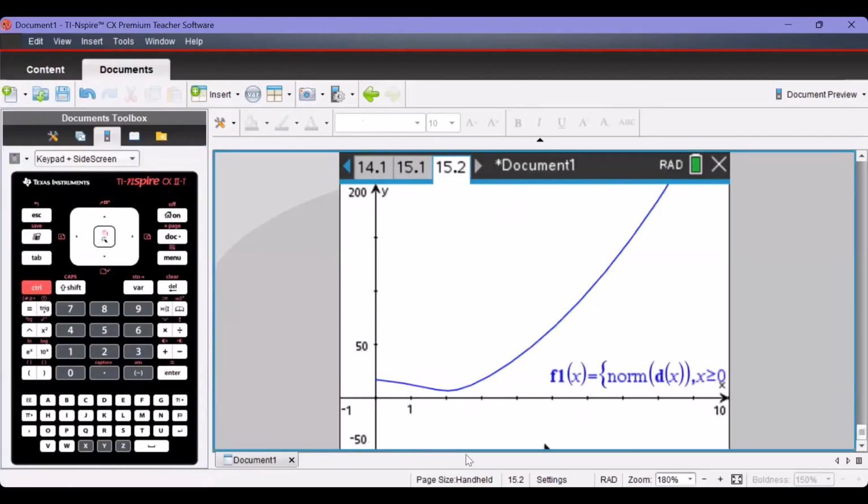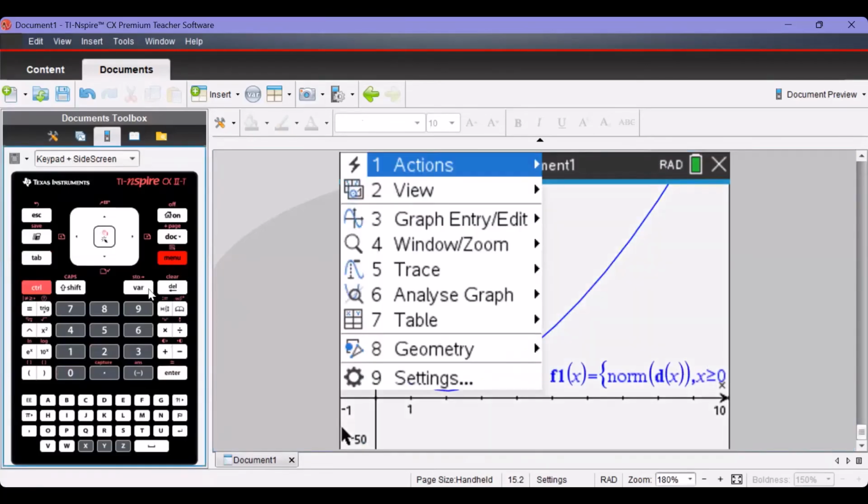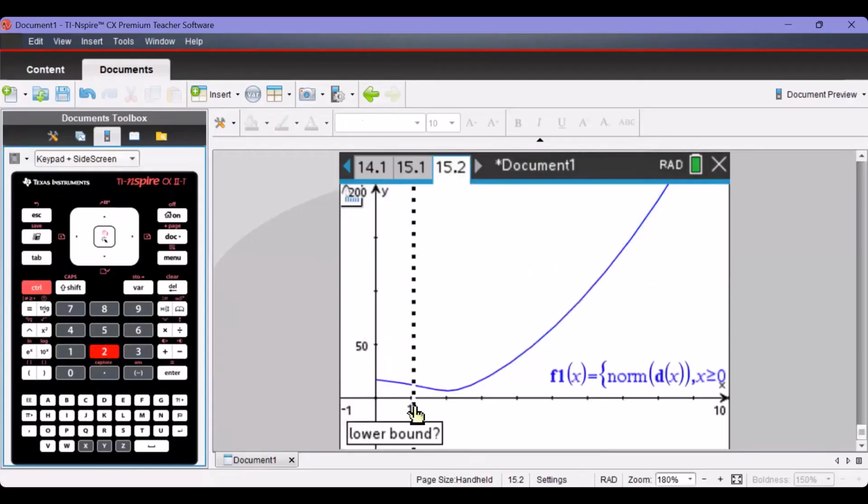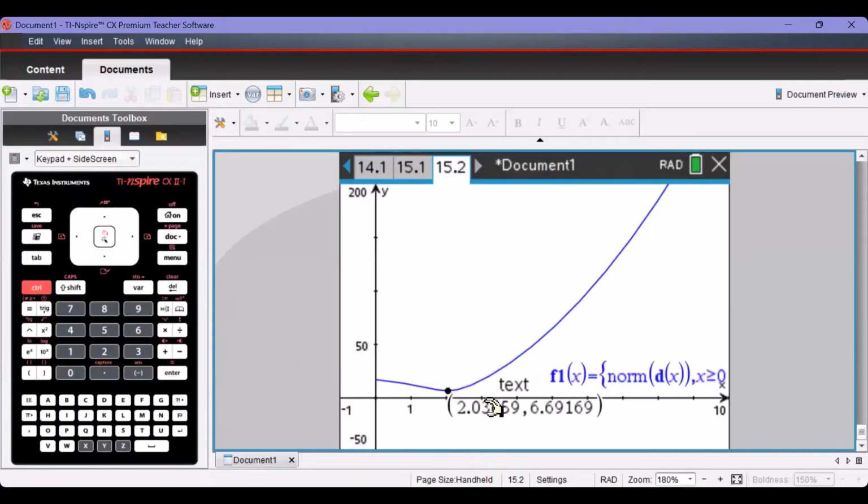So what we want to do is find the coordinates of that minimum point there. So press Menu, 6 for Analyze Graph, 2 for minimum, lower bound, upper bound. And what we can see there is that the minimum occurs at t equals 2.04, correct to 2 decimal places, seconds. And the y coordinate there, if you like, is the minimum distance. And so the shortest or minimum distance correct to 2 decimal places is 6.69.